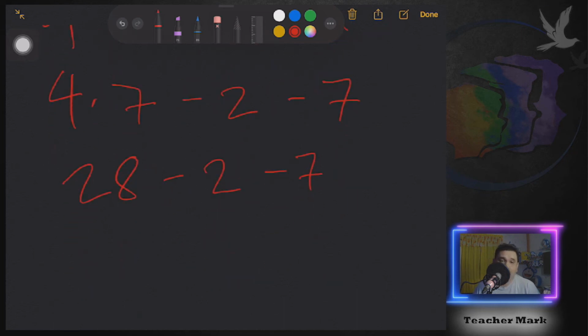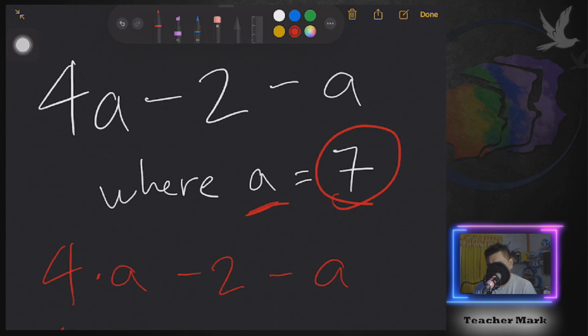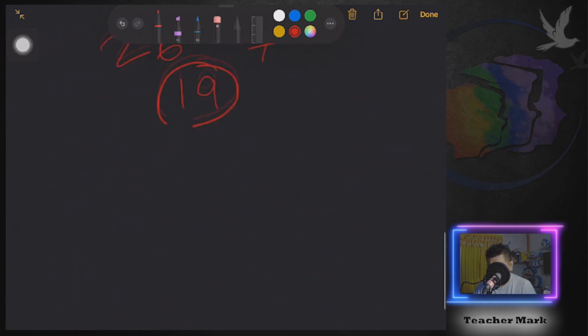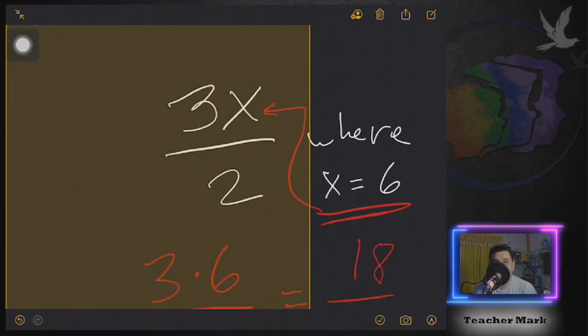Okay, all you have to do here is just to do it one by one. What's 28 minus 2? That will give us 26. Minus 7 will give us 19. So our final answer for 4a minus 2 minus a, where a is 7, is equivalent to 19. Okay? I hope you're able to get the process correctly.